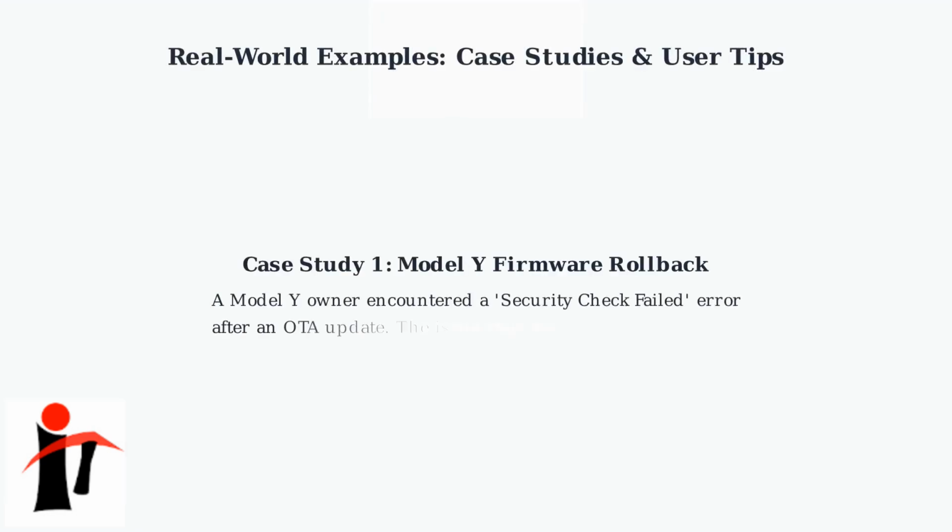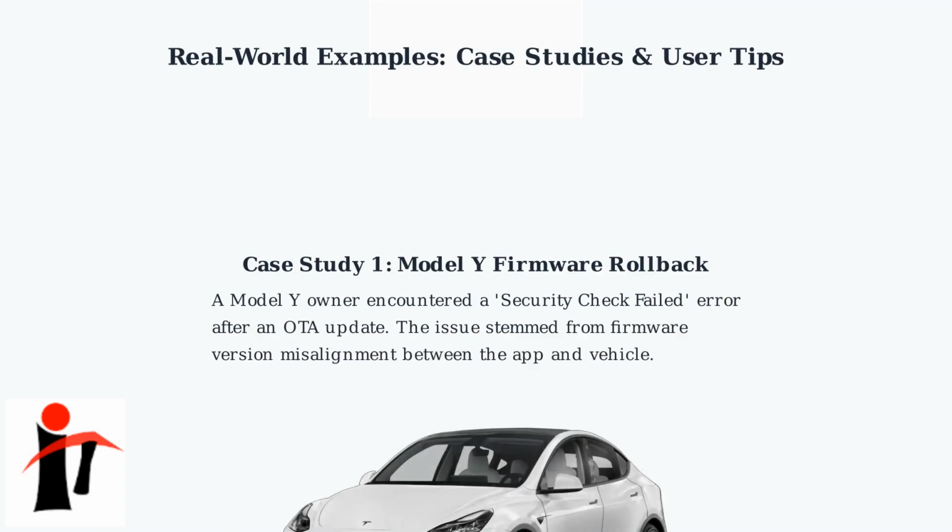Real-world examples demonstrate how Tesla owners solve phone key issues. In one case, a Model Y owner faced a security check failed error after a software update. The root cause was firmware version misalignment. The fix involved rolling back the vehicle's firmware through the service menu, followed by reinstalling the Tesla app. This highlights the importance of version compatibility.